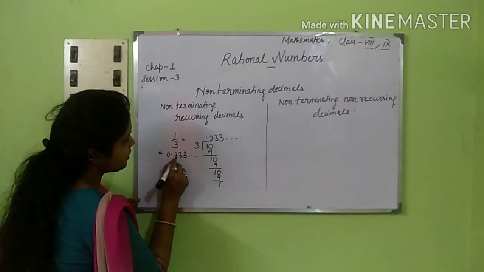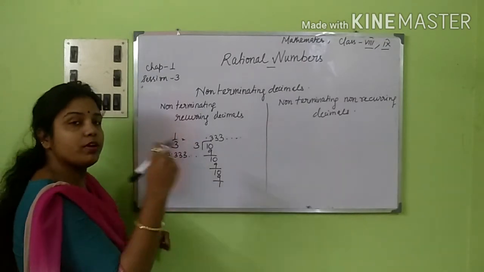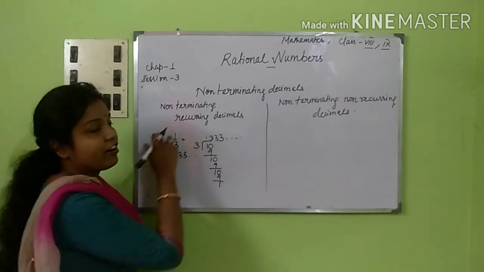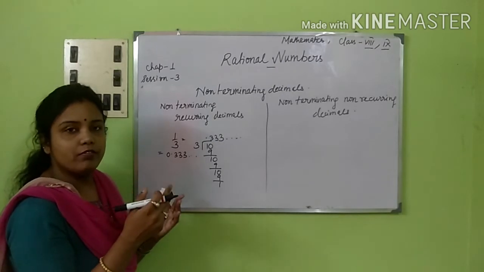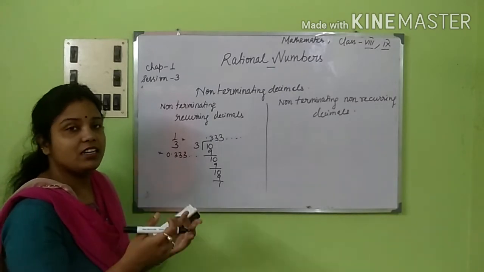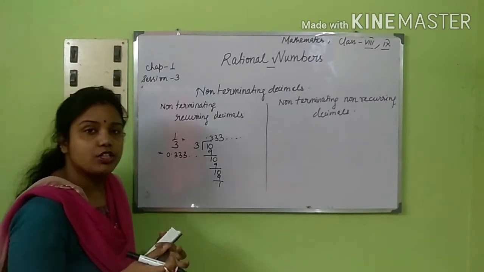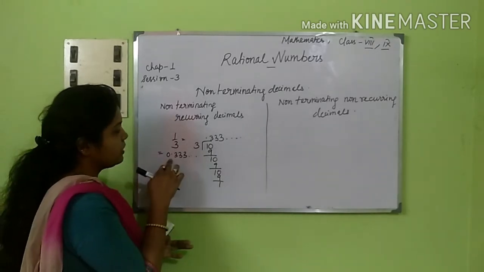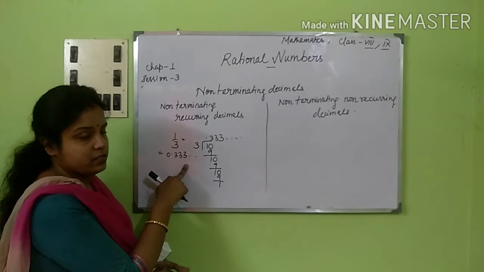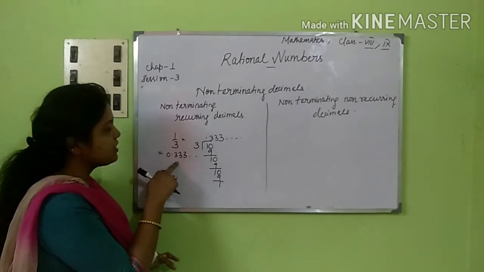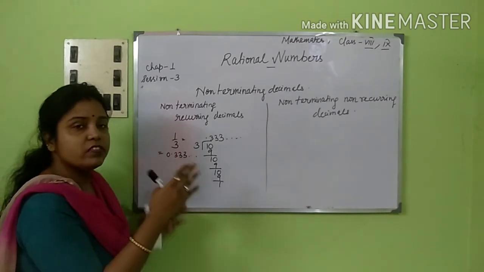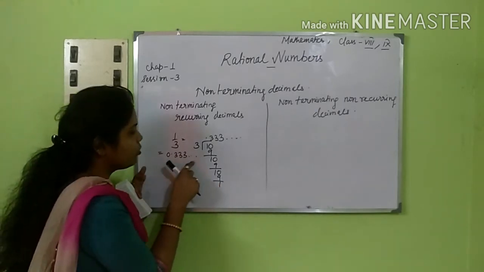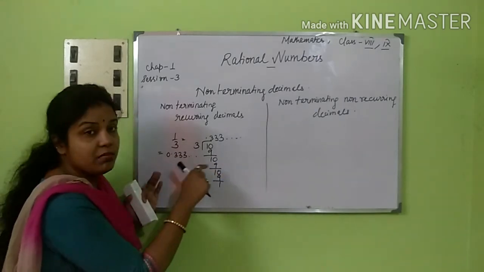Whenever this particular 3 is repeating itself so many times, we call that a recurring decimal: the number which repeats itself continuously, or the numbers which continuously repeat themselves after an interval. So that is known as a recurring decimal. It is non-terminating because it is never going to end. Non-terminating means which does not have an end. It is going to continue with the same digit.